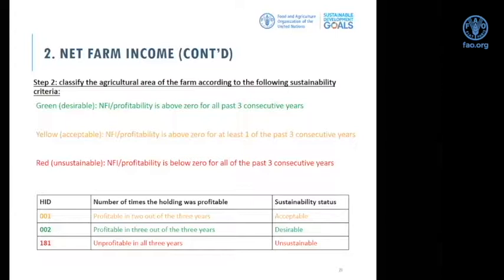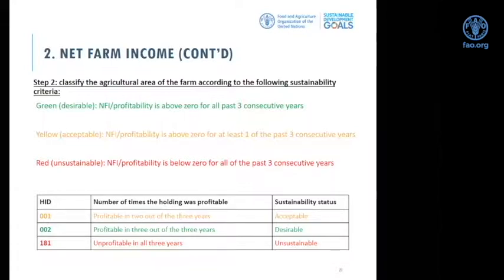If the farm profitability is above zero for at least one of the past three consecutive years, then we classify it as yellow. And if the farm profitability is below zero for all the past three consecutive years, it's classified as red. As you may have noticed, the threshold for this indicator is set using 3 years of data. And hence, on the very first slide, when I was telling you that we are using a 3 year recall period for this indicator, this is the reason why.